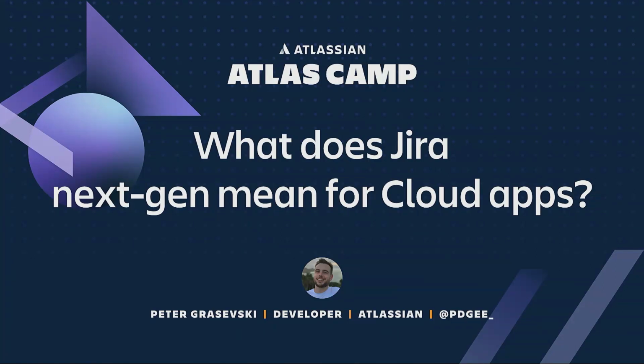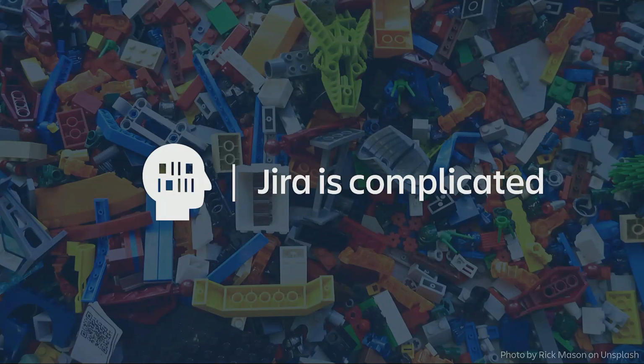We'll be talking about NextGen projects and what they mean for your Jira Cloud apps. So first of all, Jira is complicated. I think we all know this. It's a bit obvious. You can think of it like Lego, maybe. There's lots of little pieces, and if you try really hard, you can build something really beautiful out of it.